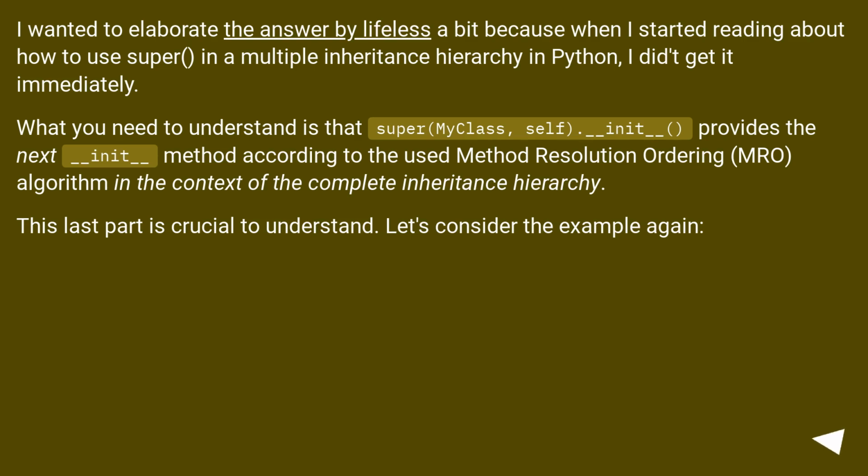I wanted to elaborate the answer by lifeless a bit because when I started reading about how to use super in a multiple inheritance hierarchy in Python, I didn't get it immediately. What you need to understand is that super(MyClass, self).__init__ provides the next __init__ method according to the used method resolution ordering, MRO, algorithm in the context of the complete inheritance hierarchy. This last part is crucial to understand. Let's consider the example again.